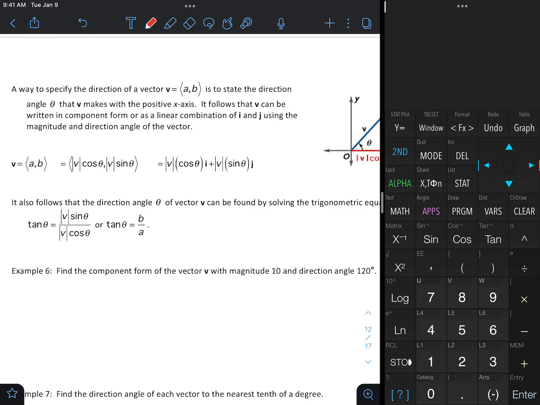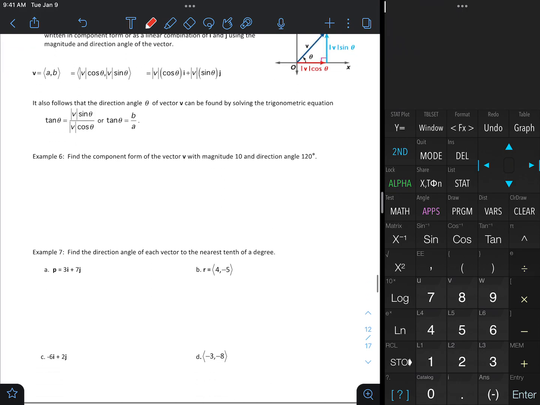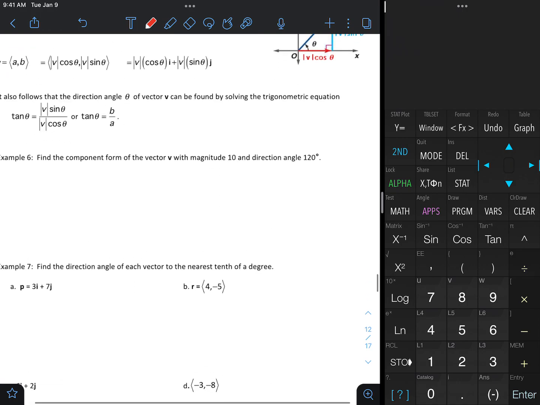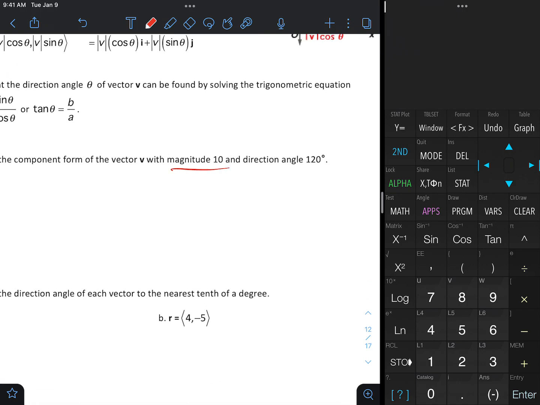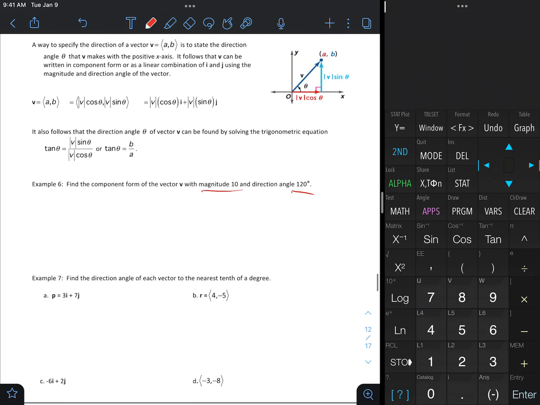So this is basically taking a vector, like if I give you a magnitude of 10 and then 120 degrees. If I have those two things, the angle and the magnitude of it, you can use this idea up here and convert it into component form. And that's essentially what we're about to do here. I'll read this next part in just a second and tie it back to that. But let's try this out here.